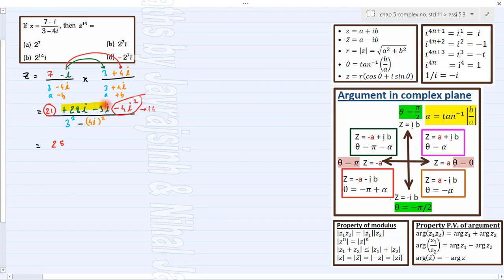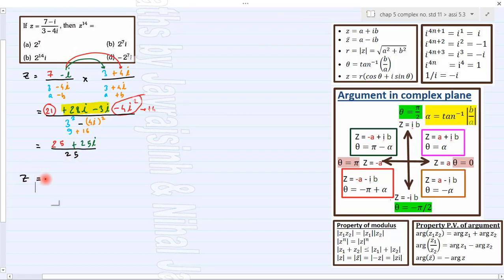And this 28i and minus 3i will become plus 25i. And in the denominator, we have 9 plus 16, or we can say 25. So your complex number is 1 plus i. But as you know, we need to find z raised to 14. So we can say z raised to 14 is (1 plus i) raised to 14.